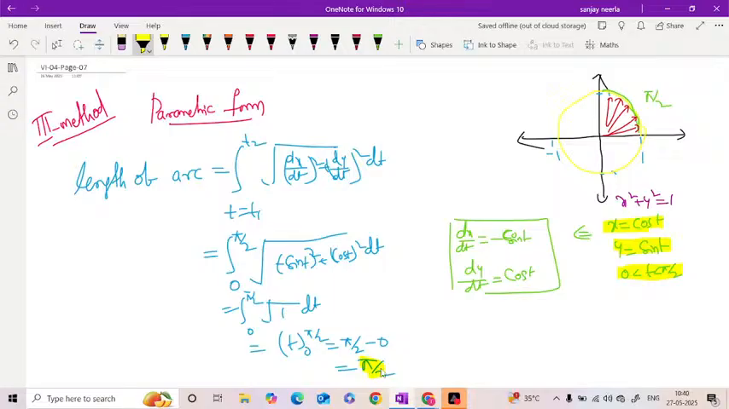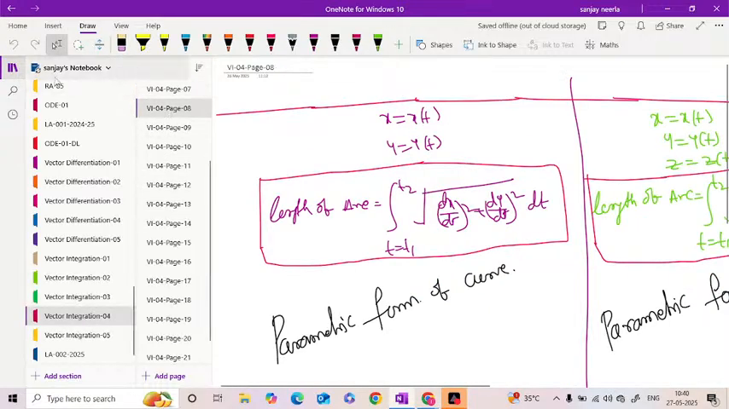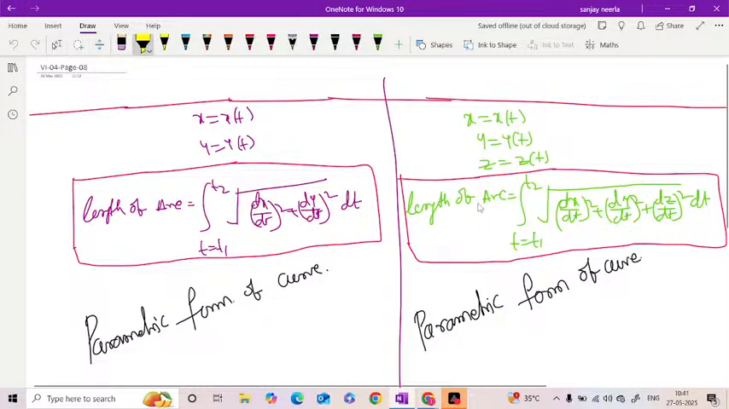So this is the arc length by using the parametric form. Okay, now so it is the parametric form of the arc, but it is in two variables. Now we will extend to three variables. That means if the length of the arc in two variables is integral t1 to t2 under root of (dx by dt) whole square plus (dy by dt) whole square dt, if it is two variables, now we will extend further to three variables.